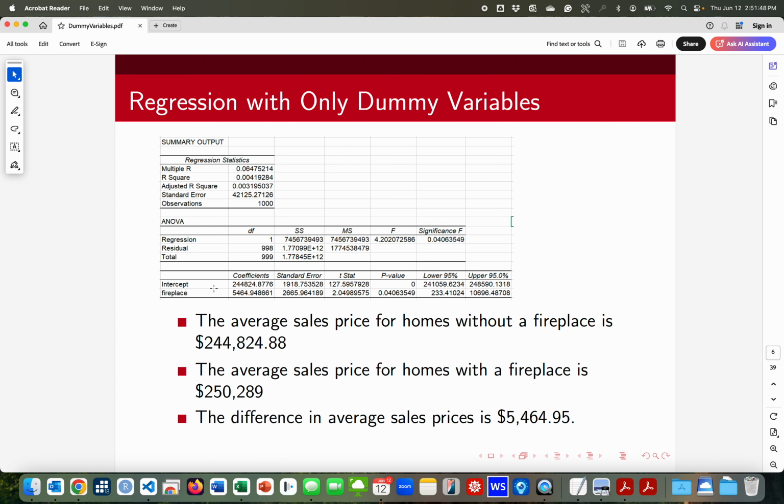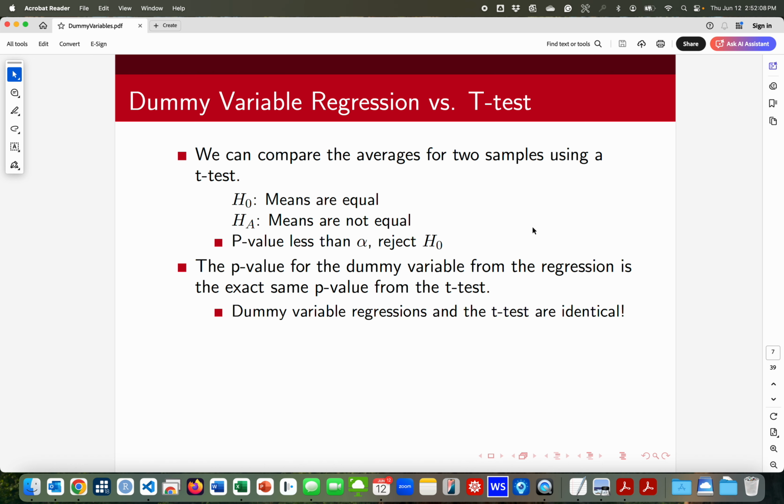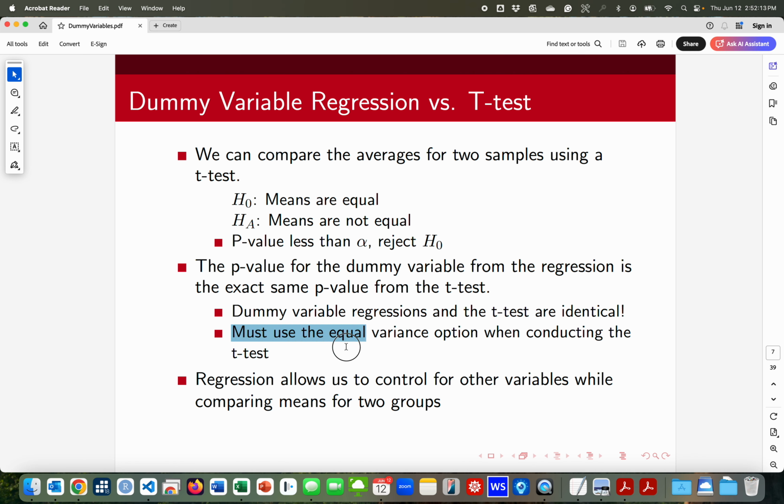Okay. So we have our estimate of the difference, and we have a coefficient that tells us whether or not that difference is statistically significant. So it's basically the same thing. If you have a regression with only a dummy variable, you're basically doing a t-test. The nice thing about a t-test from the regression, again, we have to make this one assumption that the variances are equal. So you would do, I think it's option 2 in Excel instead of option 3. The nice thing about this is it allows us to control for other variables while comparing the two group means.